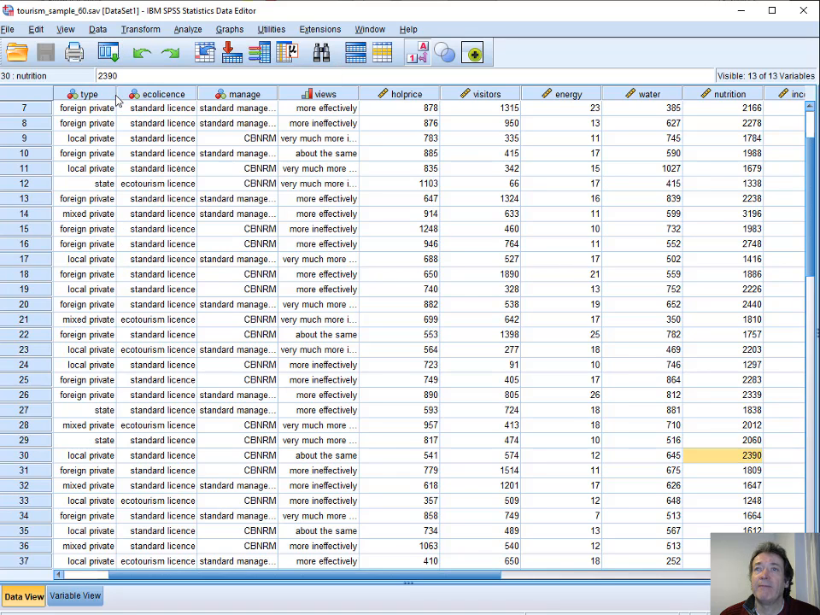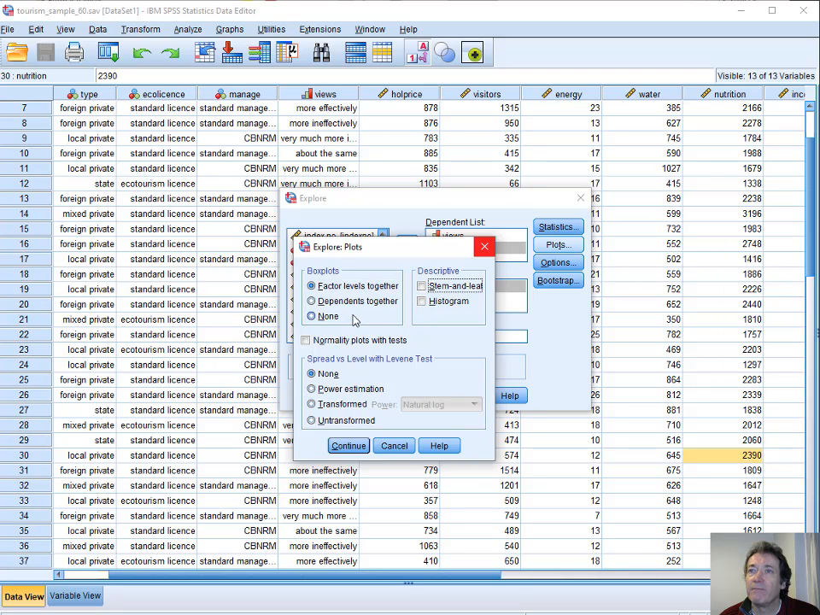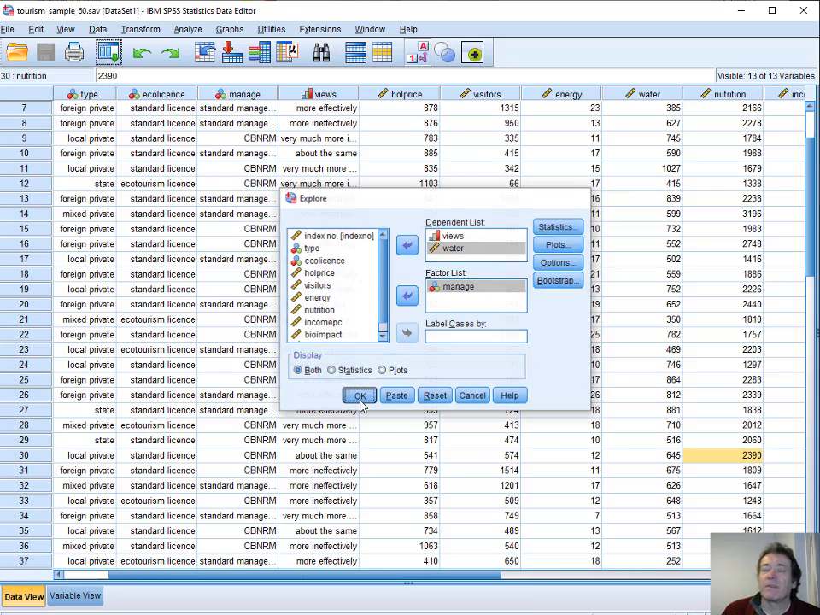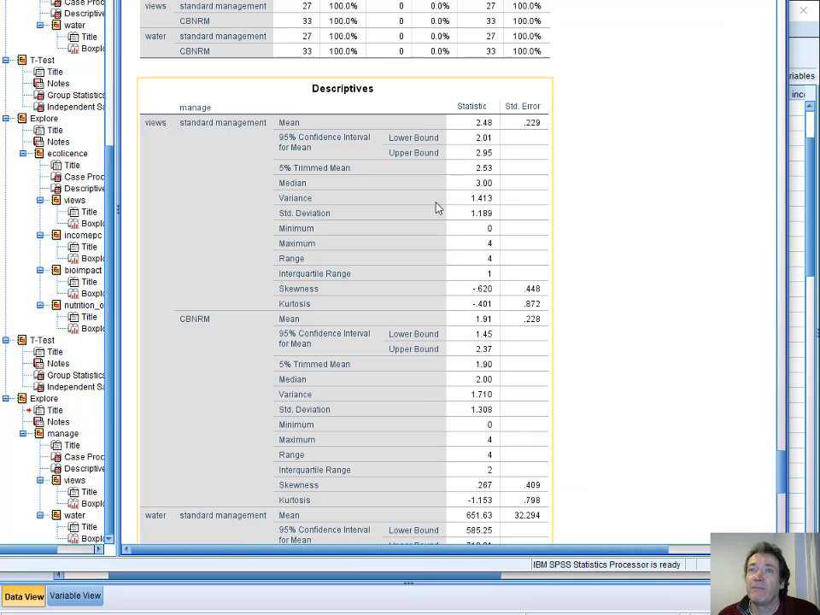So I'll bring up Explore again. I'm going to reset it this time. I'm going to put views on how well the resources are managed and water use in there. And this time, instead of eco-license, I'll put the management system in there. But I'll have to set the plots back because I've reset that. So this is just a descriptive analysis using Explore, only looking at the sample of 60.